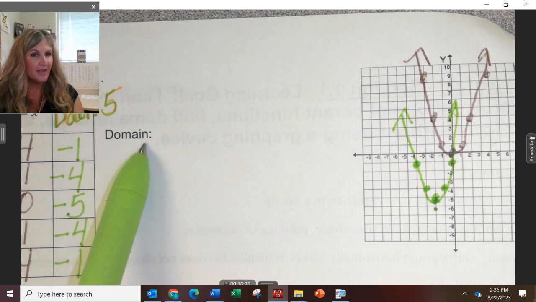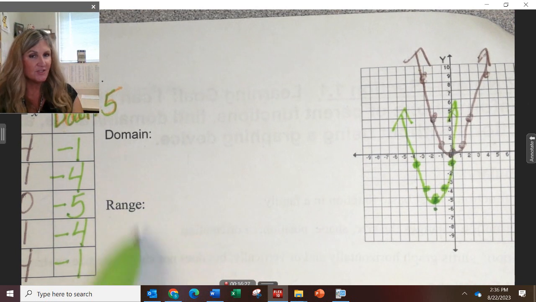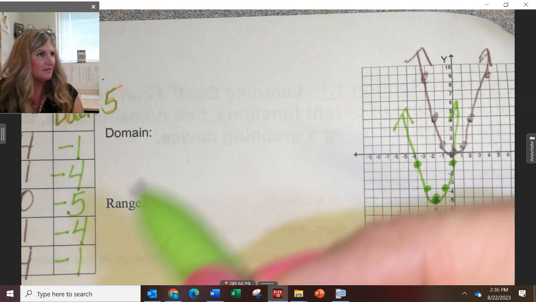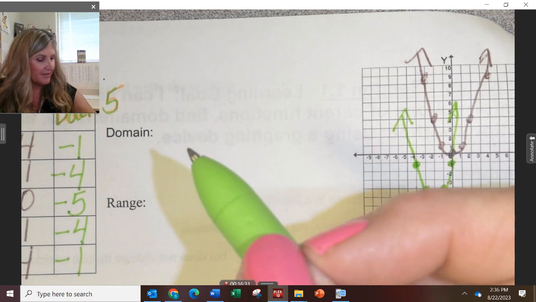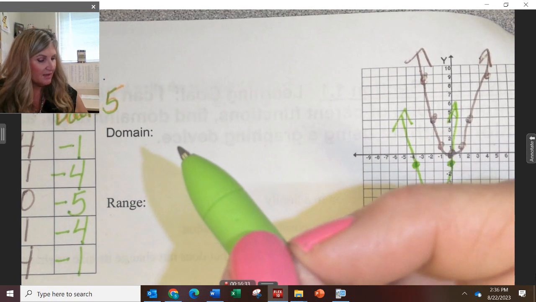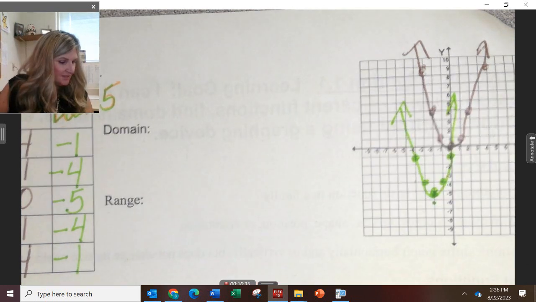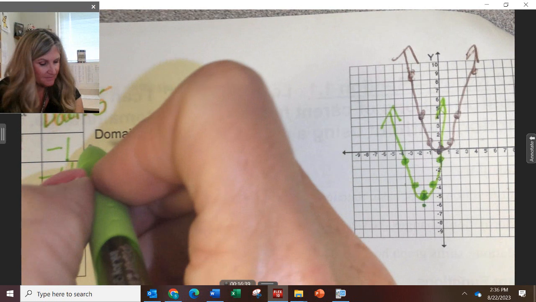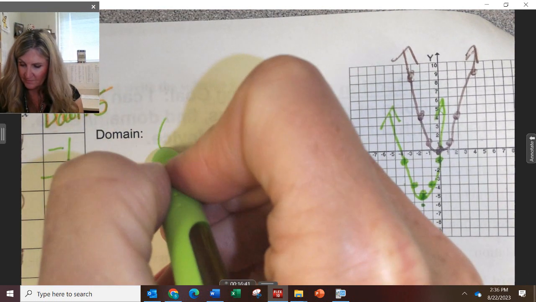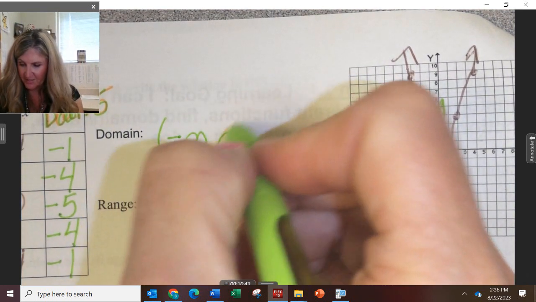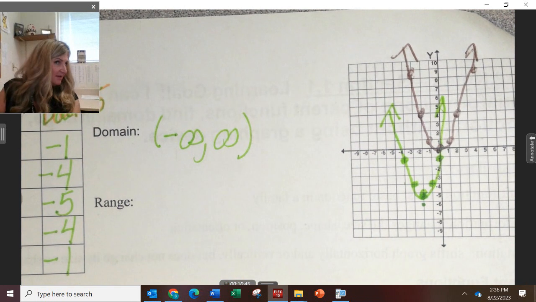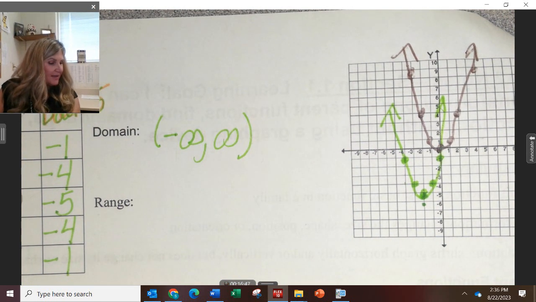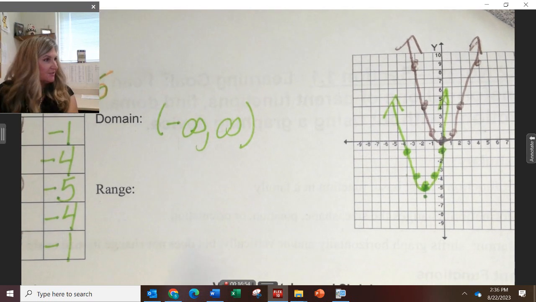Let's just do the domain and interval notation. We don't have to use inequalities. So the domain and range. Let's go with you, Garrett. Do you know what the domain and range would be? All real numbers. All right, negative infinity to infinity for the domain. But then the range, what's the range going to be? Kyla, do you think you know the range?